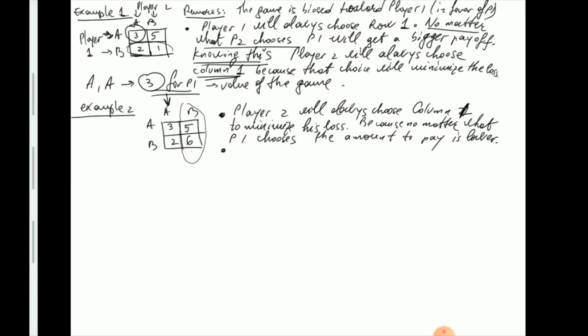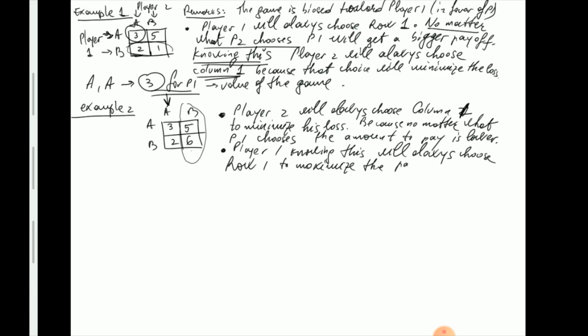But then we can flip the reasoning. Player 1, knowing this, will always choose row 1 to maximize the profit, the payoff. Same type of reasoning, except that in this case player 1 is the respondent to a rational player 2, basically. So I just wanted to point this out with these two examples, that it works both ways.